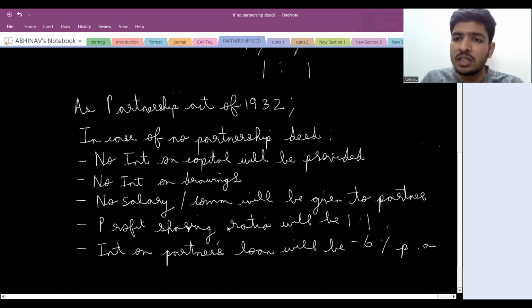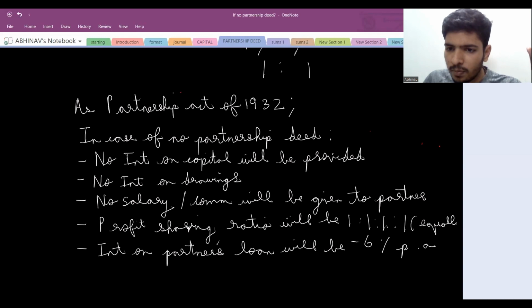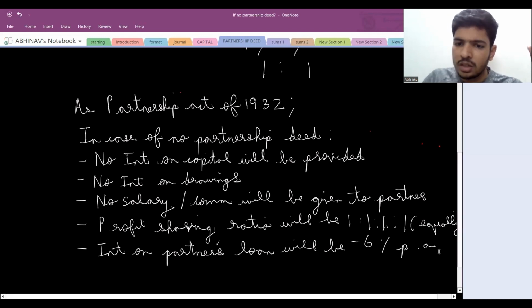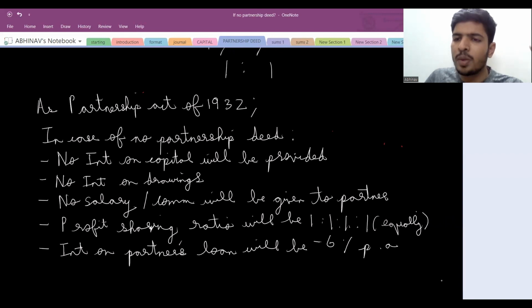And since there's no partnership deed, the profit sharing ratio is assumed to be 1:1. Like if there are 3 partners, then it's 1:1:1. 4 partners, then it's 1:1:1:1. So equally. Bracket, you can write equally. Profit will be distributed equally among the partners. So if it's 1 lakh and there are 4 partners, it's 1 lakh divided by 4, 25,000 each.